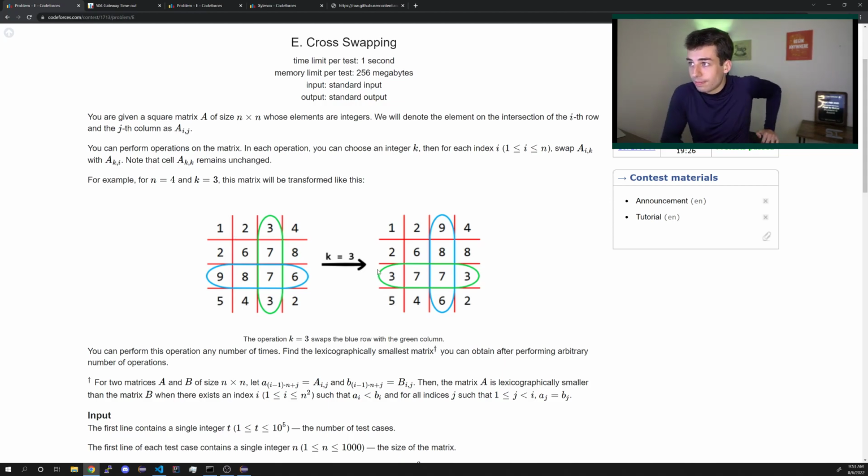And the question is, if you do this operation as many or as few times as you want, what is the lexicographically smallest array you can end up with? So in particular, you want this element to be as small as possible. Among all ways of doing that, you want this element to be as small as possible. Among all ways of doing that, you want this element, and so on, in row major order. So yeah, that's the problem.